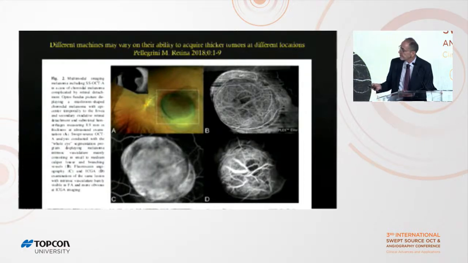So I think the future of OCTA technology should be in the way of getting better images, clean images without segmentation errors, and in maybe thicker lesions compared to what we can get at this point.